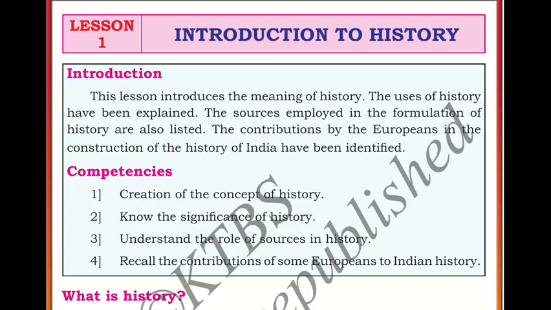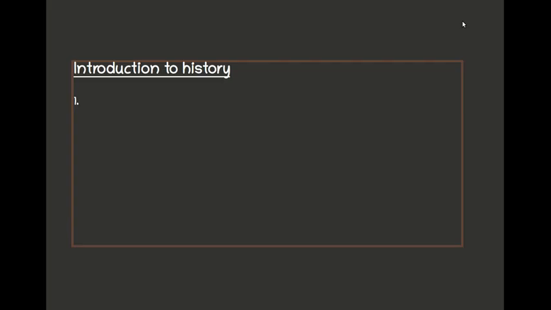Hello students, let us start the lesson Introduction to History. Whenever somebody is talking about past events, we can say that they're talking about history. However, it's not always the case that whenever we are talking about the past, it has to be historic. For example, anything that has validated proof or evidence can be called history.